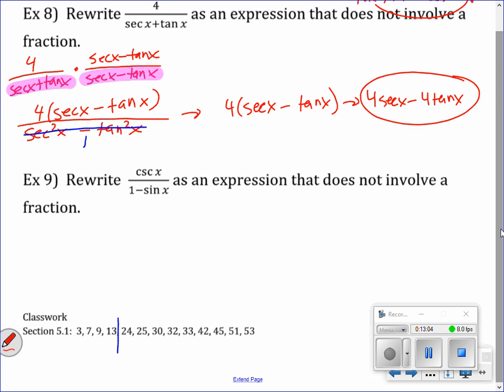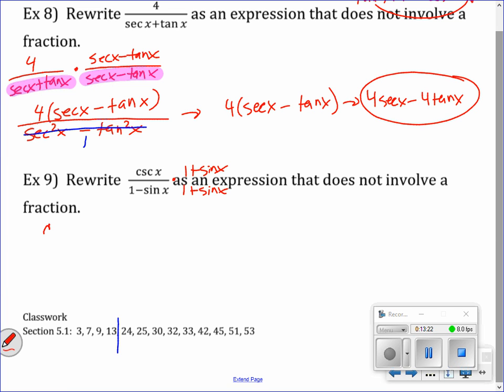All right, I think we got time for the last one. So let's do this last one, and we can talk about them in class and do a couple more if we need to. All right, so rewrite this as an expression that does not involve a fraction. So I'm going to try the same thing. Let's multiply by 1 plus sine x, the conjugate, and 1 plus sine x.